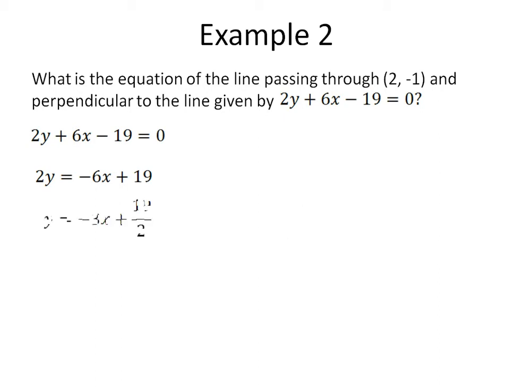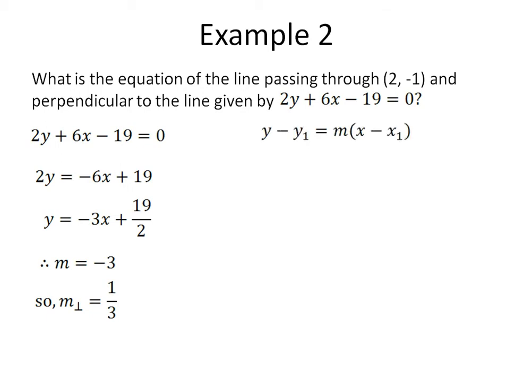Divide everything by 2, gives us y equals negative 3x plus 19 over 2. So the slope of this line is going to be negative 3. Since we want the one that's perpendicular, we need the negative reciprocal of this, which means we change the sign and flip it upside down. So the perpendicular slope is going to be positive 1/3.